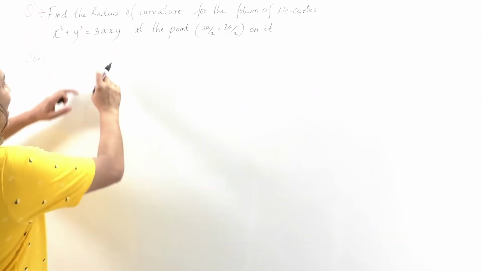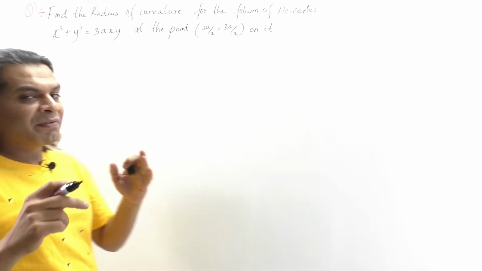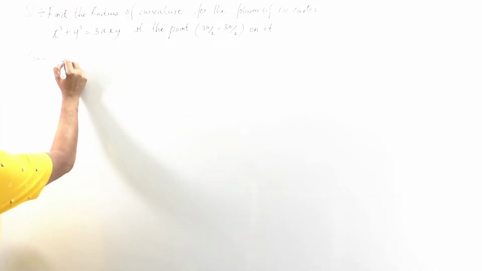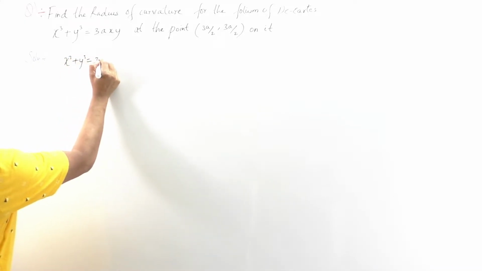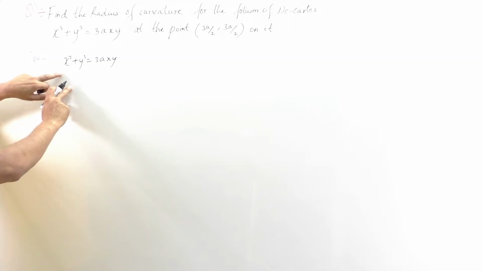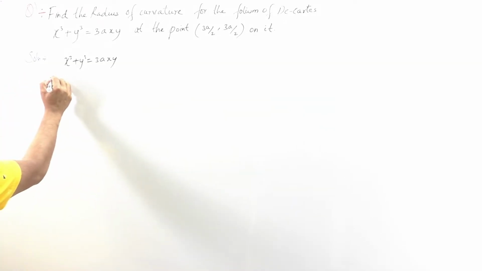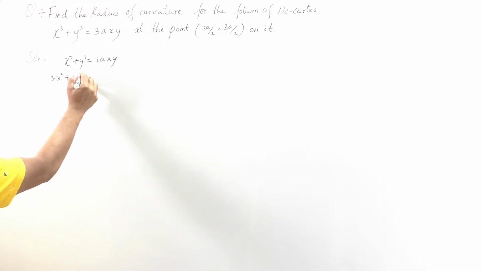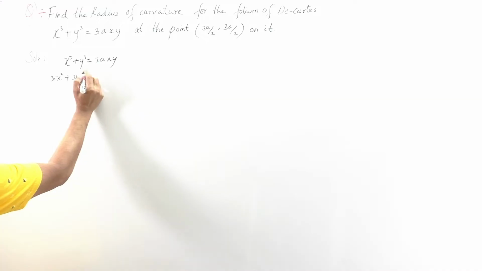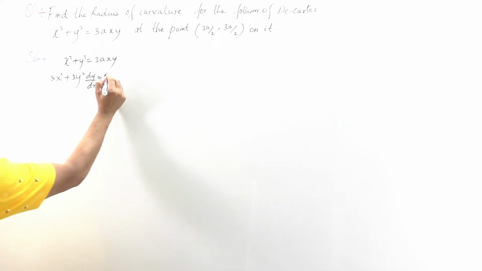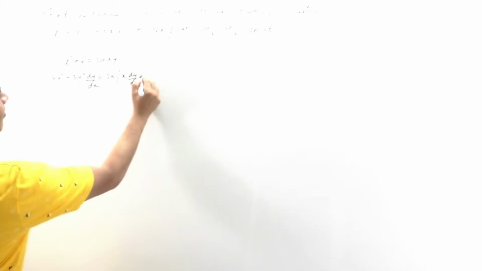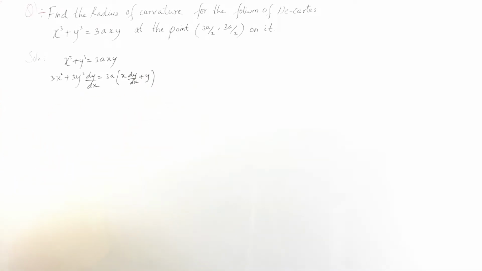As you know, first we need to find dy by dx. The curve is x cube plus y cube is equal to 3axy. Differentiate this with respect to x. Differentiating x cube gives 3x square, plus y cube gives 3y square into dy by dx, equals 3a into x as it is dy by dx plus y as it is into 1. Am I right?